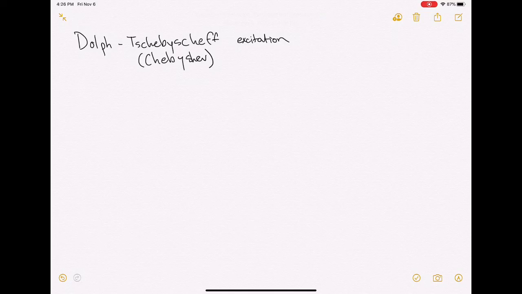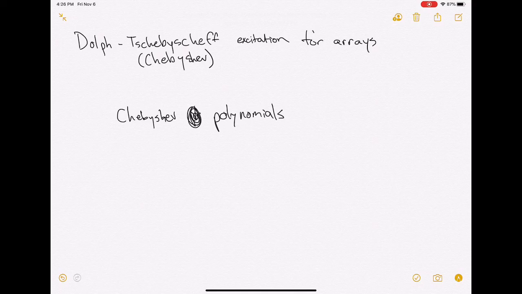The Dolph-Tschebyscheff excitation for arrays is based on the idea of the Chebyshev polynomials. And I'll tell you in a second what the Chebyshev polynomials actually are, but they have some interesting properties that come from the way that they're constructed.